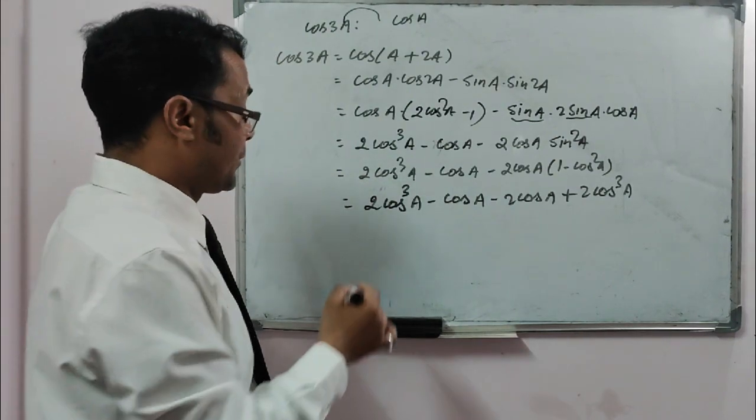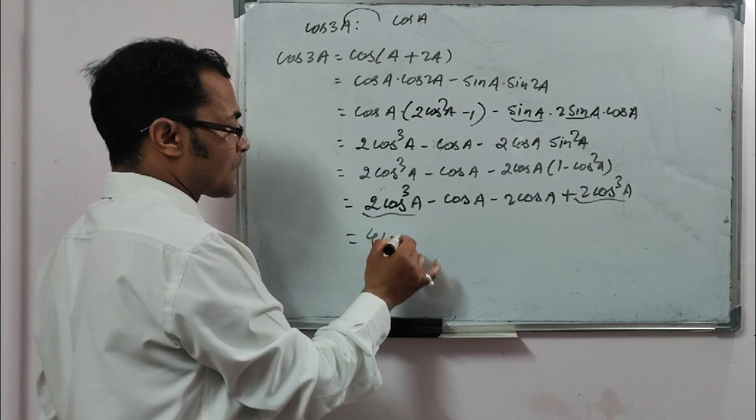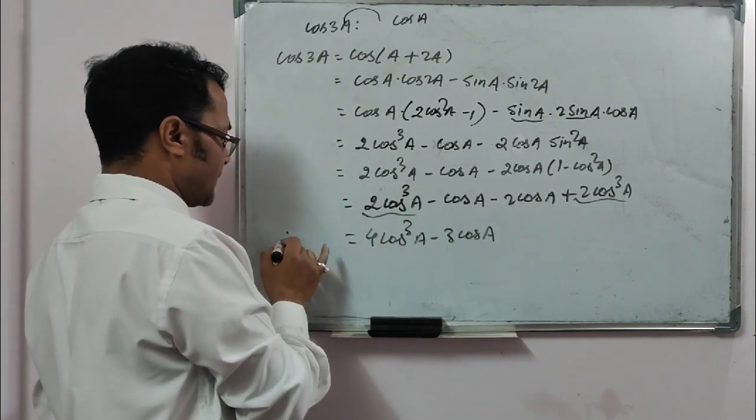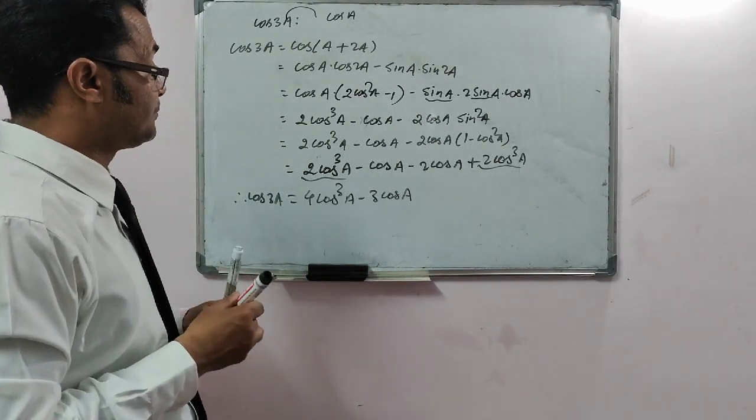Alright? Hope you guys understand. Now this and this, add them up: 4 cos cube A minus 3 cos A. Yes, so here we get the formula. So this is the formula of cos 3A.